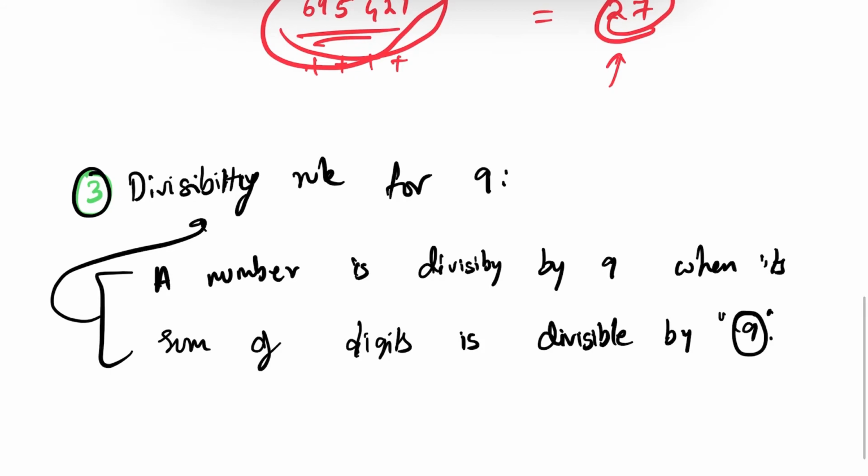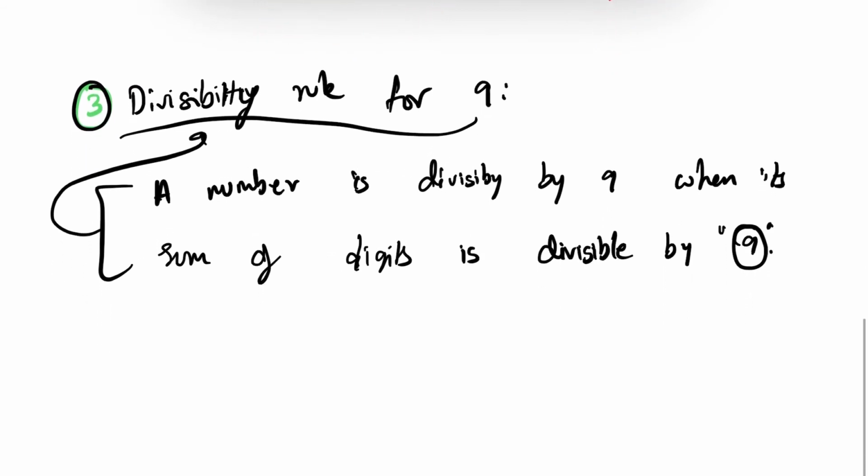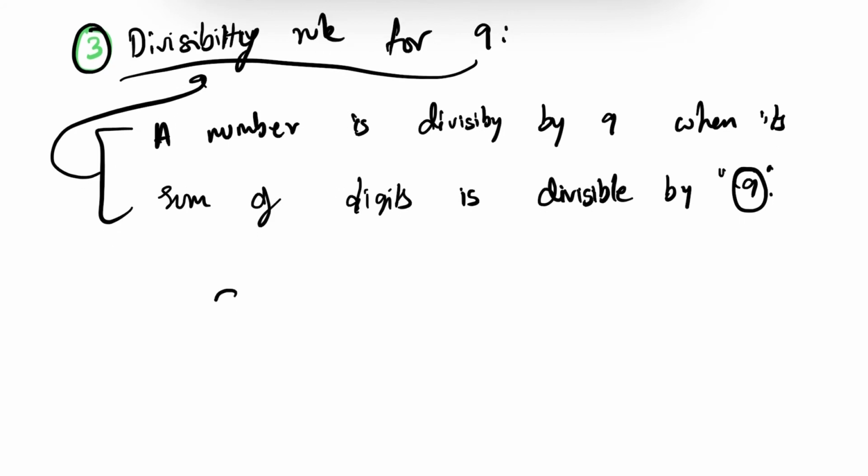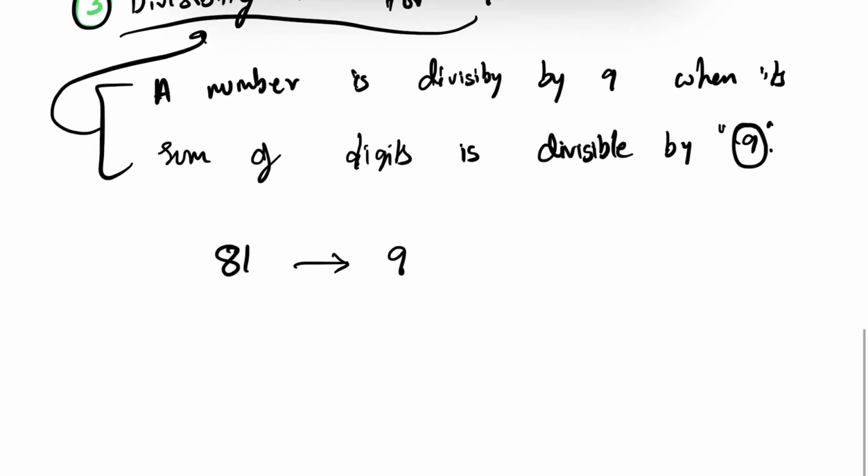For example, if we look at 81, you can check this: the sum of digits is 8 plus 1 is 9, which is divisible by 9. Then 27, 3 nines are 27, right? So 2 plus 7 is 9.